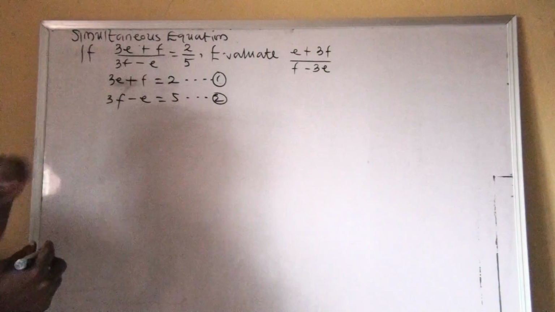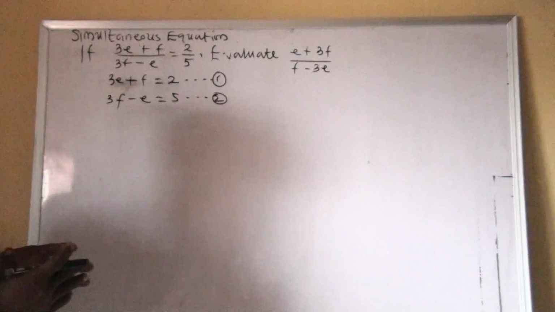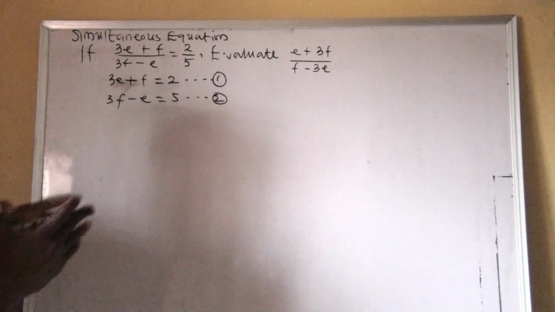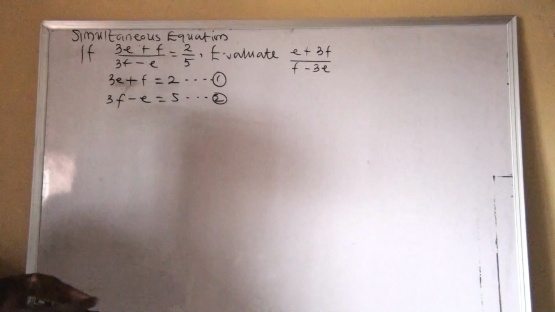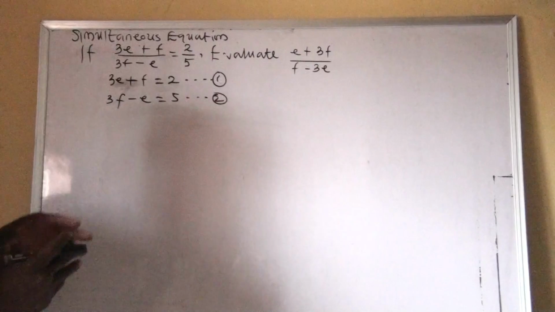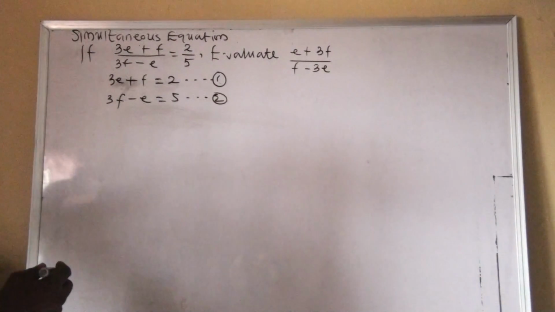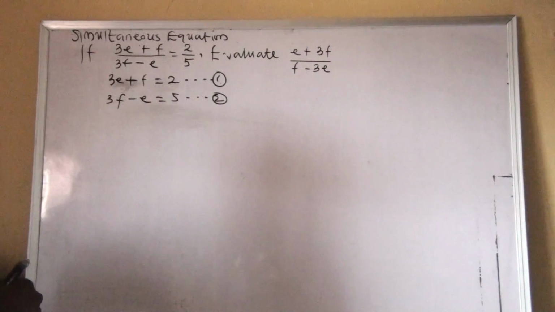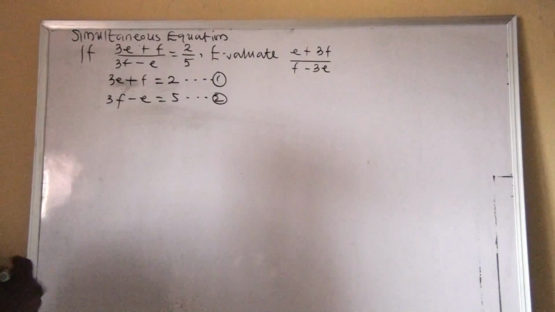Once this kind of question comes your way, this is the first thing you do. You have to express it so that you can obtain simultaneous equations from it. Then you can decide to solve this equation using any of the methods, either elimination or substitution. Now let's use the substitution method by making f the subject of the formula from equation 1.